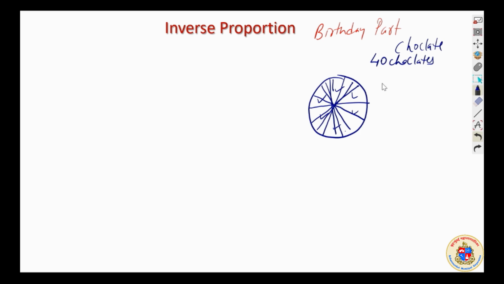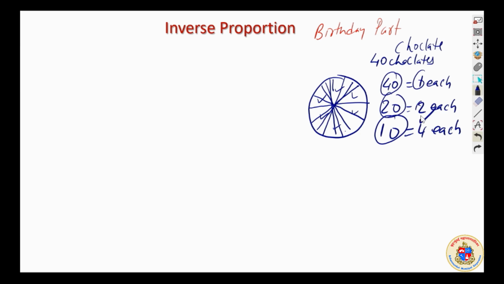So what happened? If 40 came, each will get 1. If 20 came, each will get 2, because there are 40 chocolates. If 10 friends came, you can give them 4 each. Here the number decreases, this number increases. This number decreases, this number increases. Such proportion is called inverse proportion, where one number increases, the other number decreases.